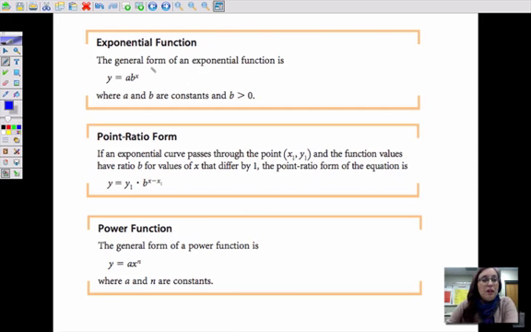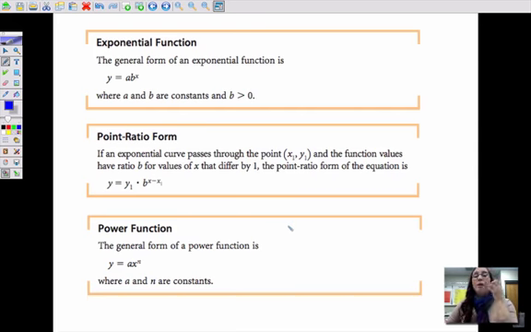So an exponential function is y equals ab to the x, and that's where a and b are constants. So we're looking at numbers there and the exponent to be a variable. Okay, and we're only really talking about exponential functions where b is greater than 0. So the growth rate needs to be greater than 0. We're not using negative growth rates.